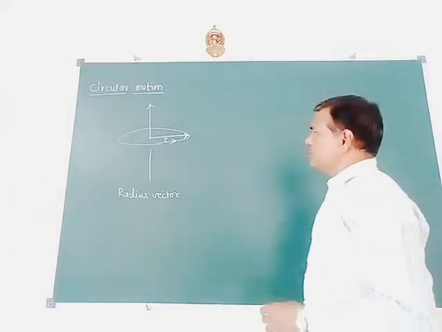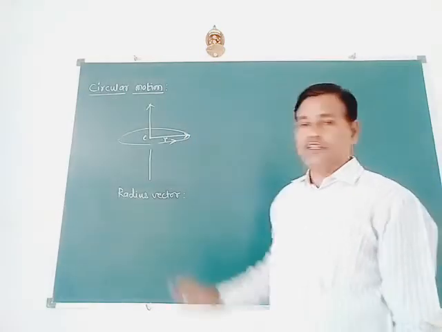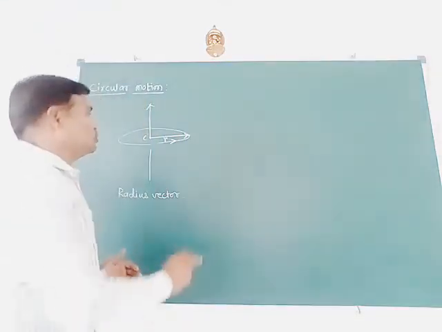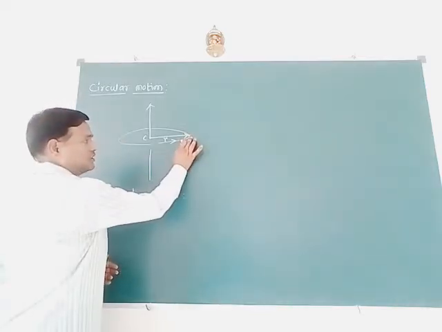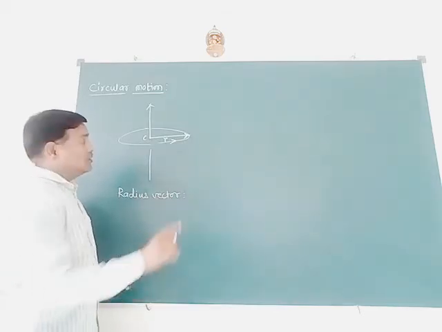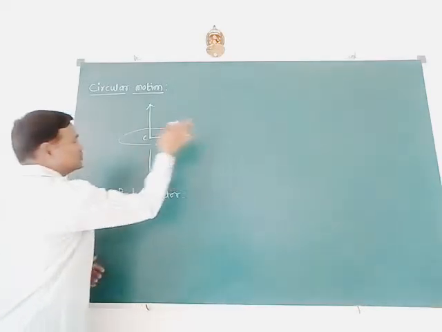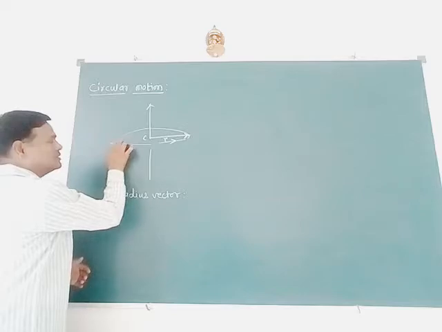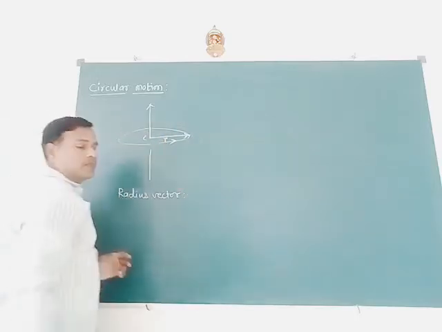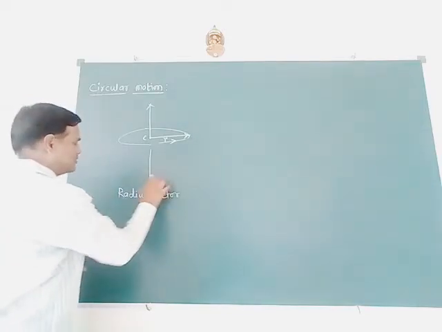The vector drawn from the center of the circle to the position of the particle along the circumference is called the radius vector. In a circle, its magnitude always remains constant, but direction changes from point to point. Here it is towards the right; if we draw another radius vector on this side, its direction will be towards the left. We can draw radius vectors having different directions but the same magnitude. So first is radius vector.